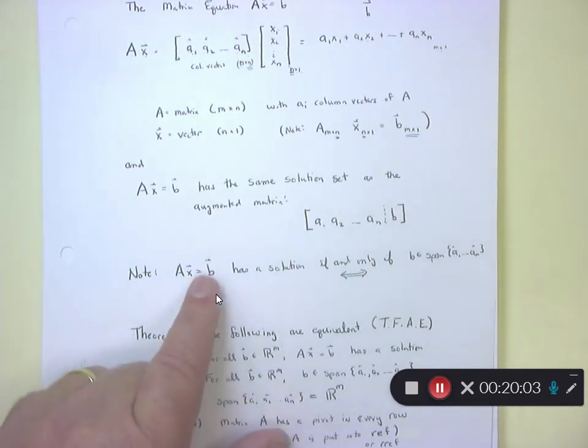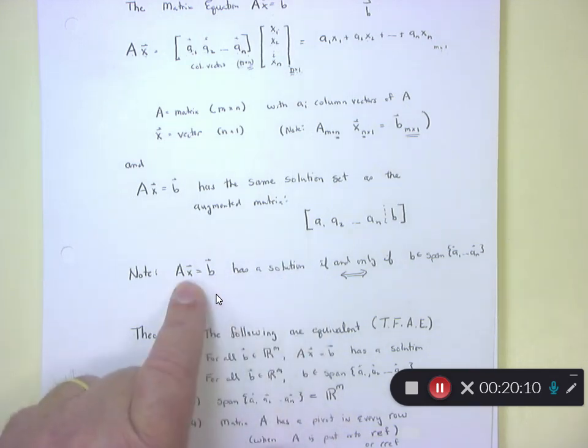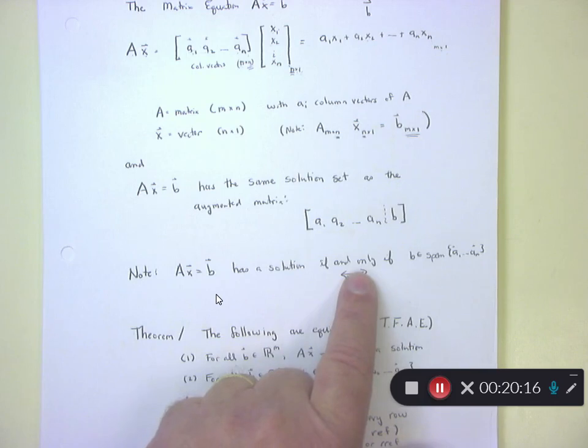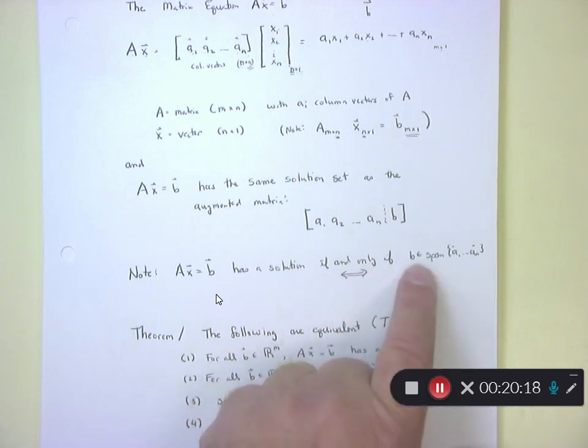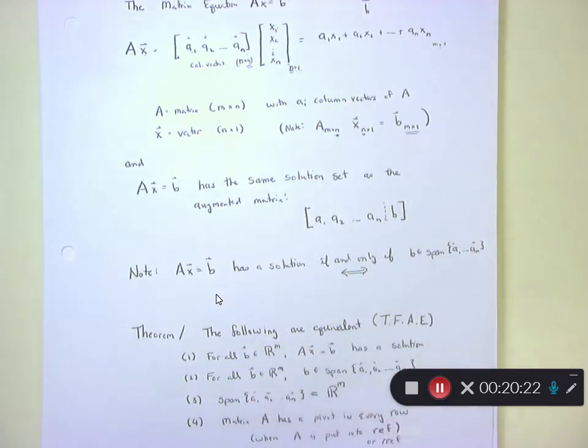So note, Ax equals b has a solution. You can solve, there's x1, x2, they exist. There may be a unique solution, there may be an infinite number of solutions, but it has a solution if and only if that vector b that it's equal to is in the span of the column vectors. So you see how we tied this into the last section: vector b is in the span, as a linear combination, of the column vectors of A.